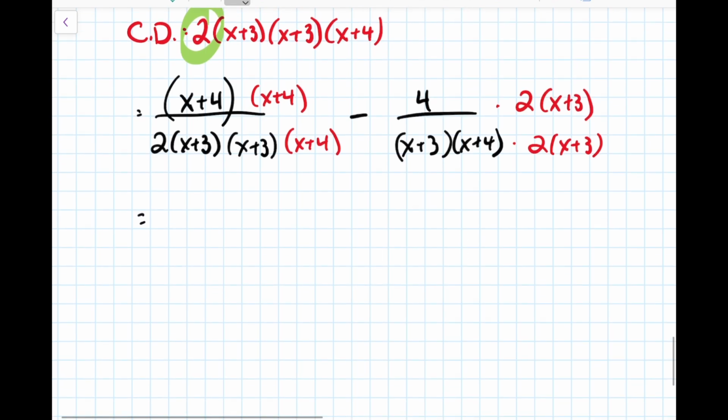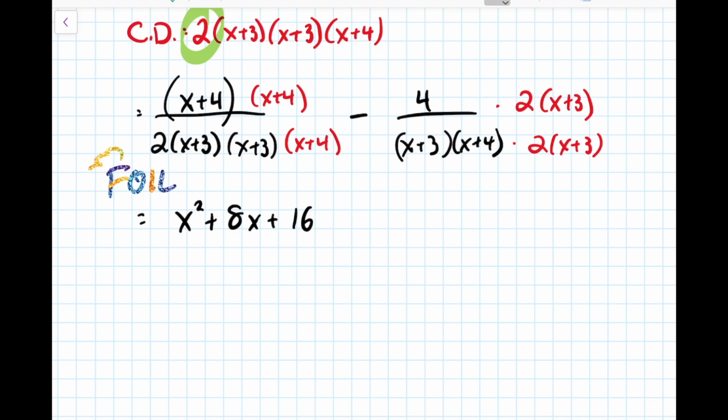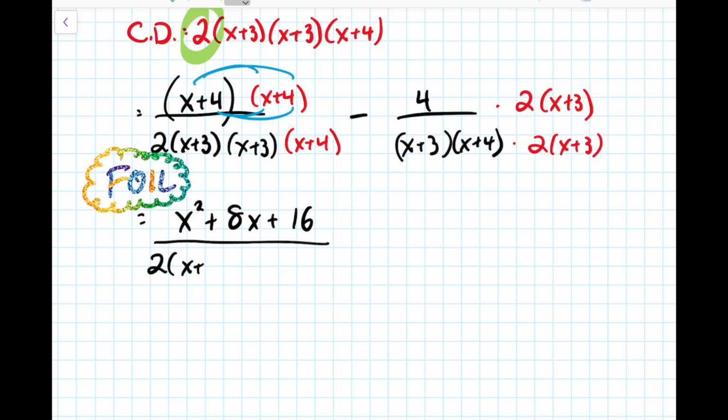So if I multiply x plus 4 and x plus 4, that's going to get me x squared plus 8x plus 16. So when you're looking at this, there's something that you're going to have to remember to do, and that is FOIL. So remember, you're doing x plus 4 times x plus 4. You are going to FOIL that, or else you're going to get this wrong, which is where that x squared plus 8x plus 16 comes from. Our denominator is now 2 times x plus 3 times x plus 3 times x plus 4.